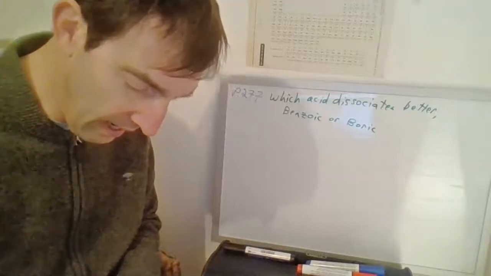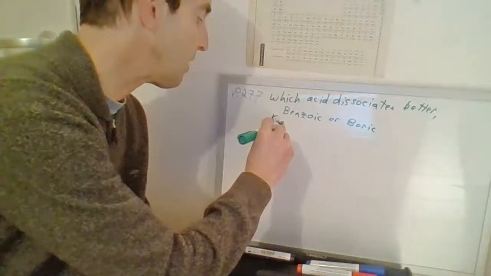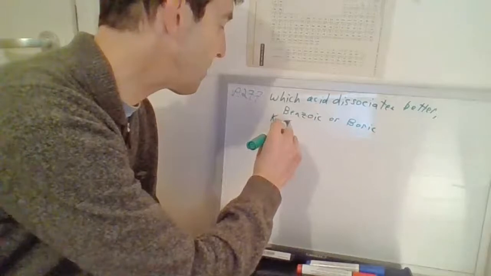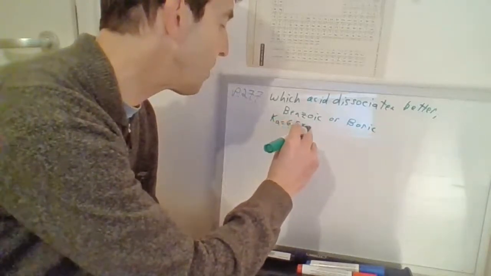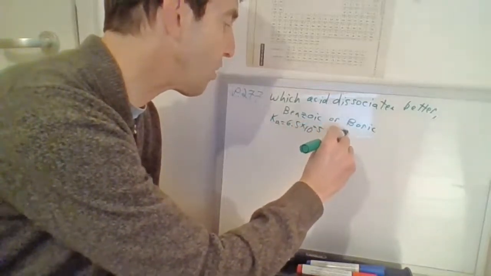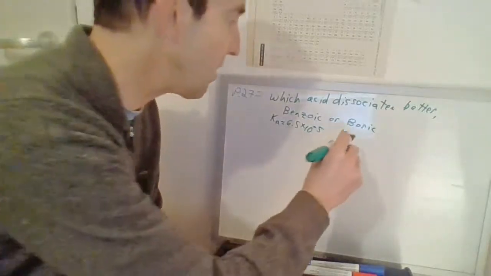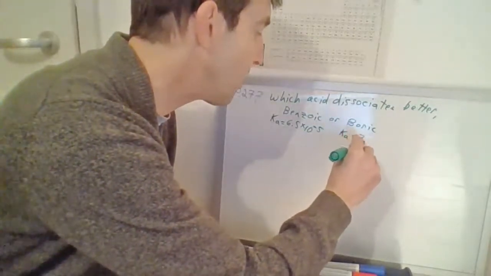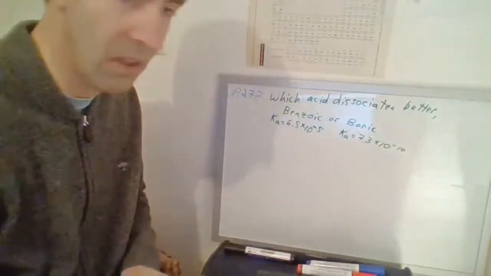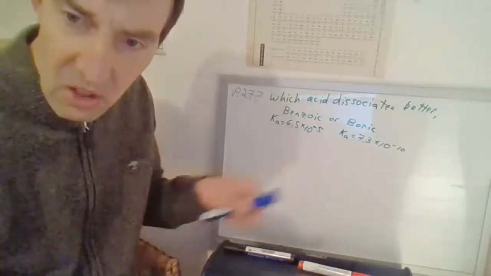Let me give you the Ka's, okay? Because, of course, that should help you. Here's the Ka for benzoic: 6.5 times 10 negative fifth. Here's the Ka for boric: 7.3 times 10 to the negative 10. Hey, now I get some answers. And they're right. Thank you, Lola.